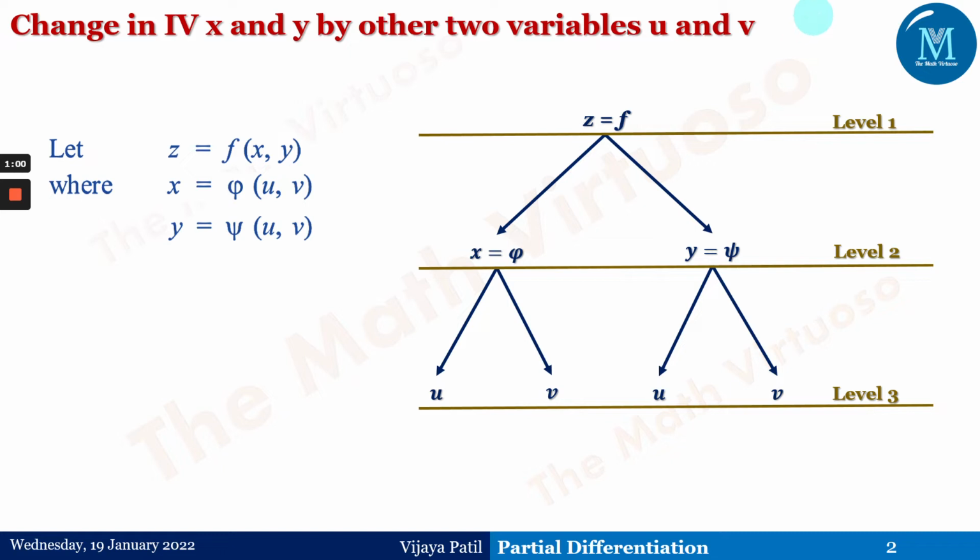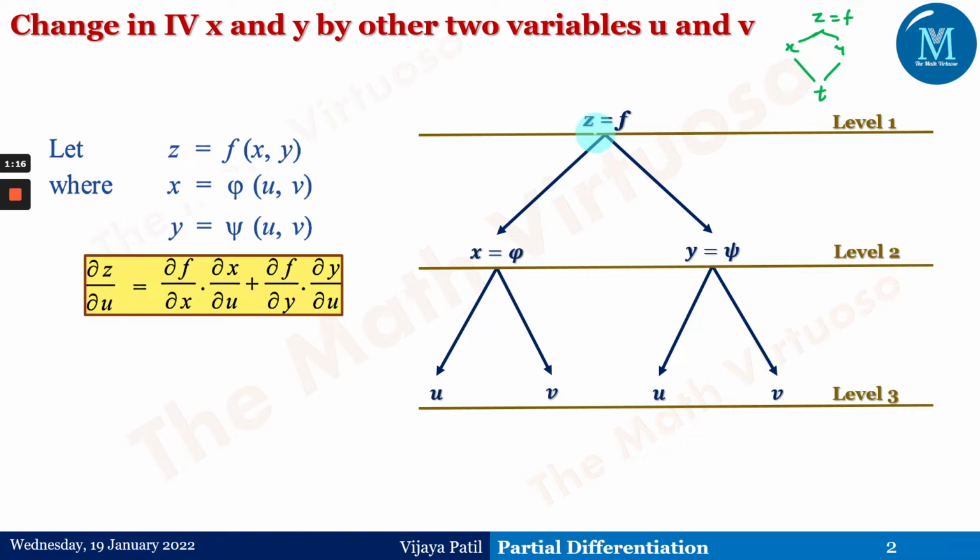If you observe here, this is z equals f, which is depending upon x and y, and this x and y are depending upon t. That was the first part which we have discussed. What is the difference? You can easily check it out here. If we want to differentiate this z with respect to u, which is a variable in level 3, here in level 3 we have got two variables, u and v. These are the two different variables we have got.